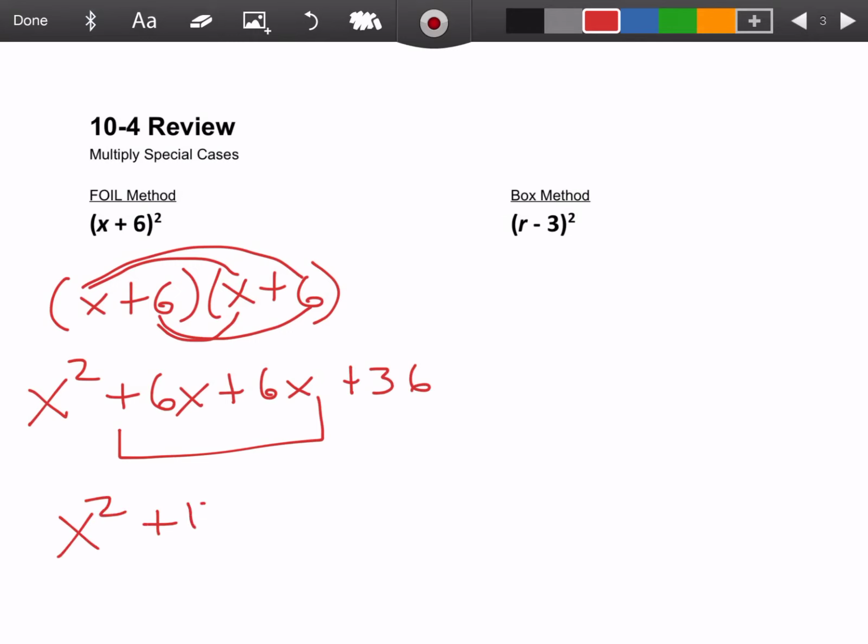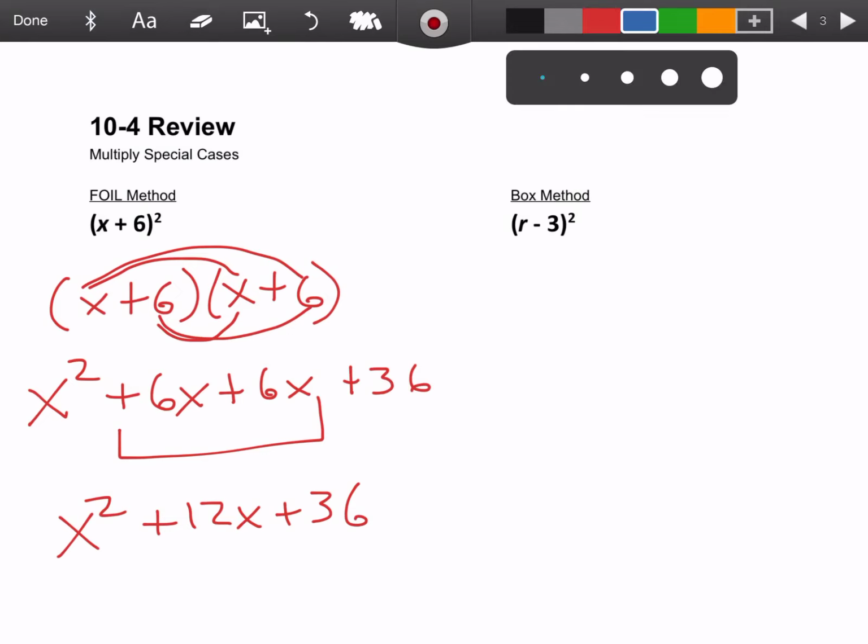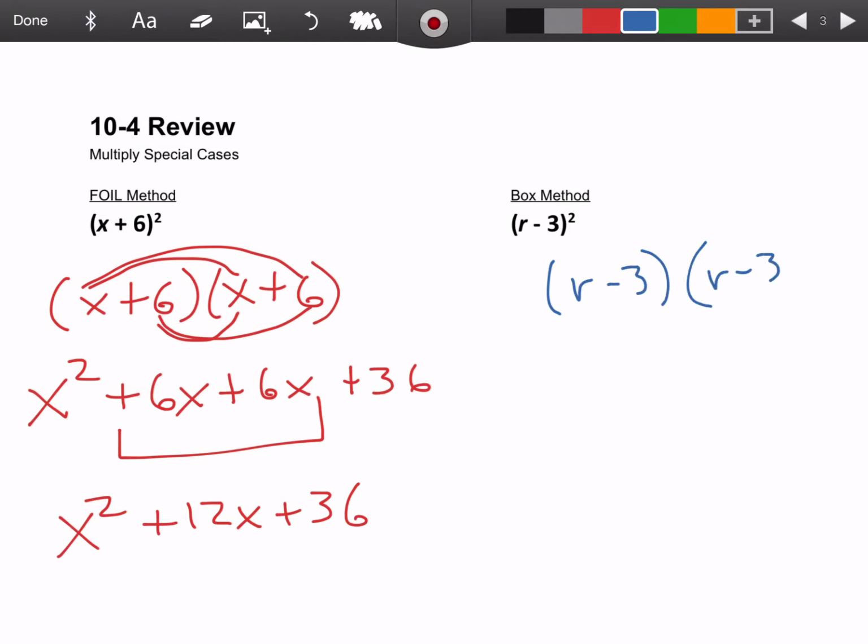Then we'd FOIL it out, so we have x times x, which is x squared. Then we have x times 6, which would be 6x. And then on the inside, that would be another 6 times x, so that would be 6x as well. And then the last, the L, would be 6 times 6, and that would be 36. Then we need to combine those middle terms. So we have x squared, and then 6x plus 6x, that would give us a 12x plus 36, just like that. Over here, we have r minus 3 squared.